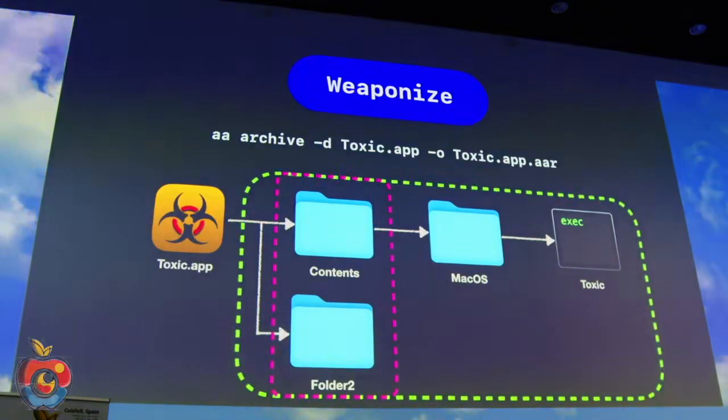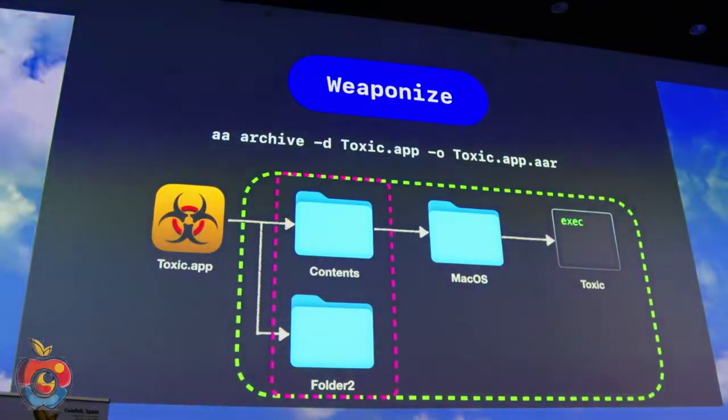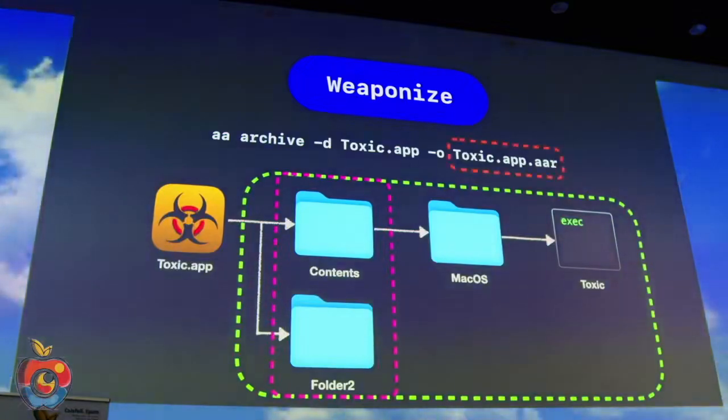We do not want the toxic.app to have a quarantine attribute. So using the AA utility, this is already accomplished for us, and it does not include the target folder in the archive. And finally, we can simply name our archive toxic.app.aar so that when extracted, we have a non-quarantine folder named toxic.app.